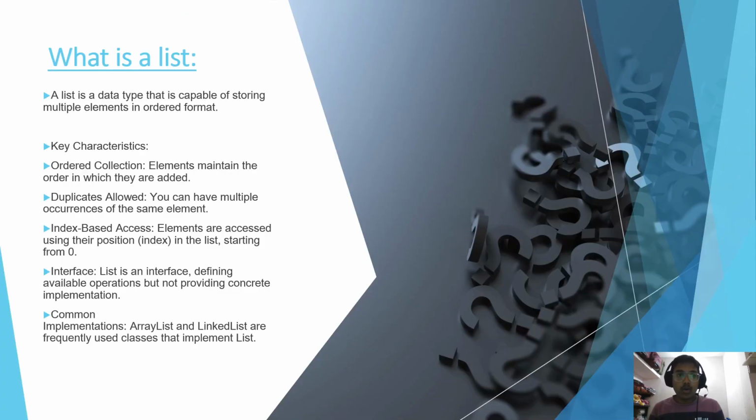Right. So what is a list? A list is a data type that is capable of storing multiple elements in an ordered format. Basically, we can store many elements in our list. It is like an array which will store multiple elements in an ordered form. Like we use index to access these elements which are present inside the list, right?